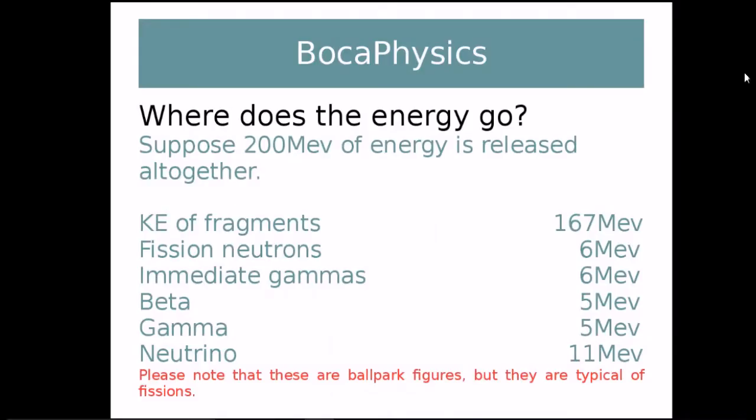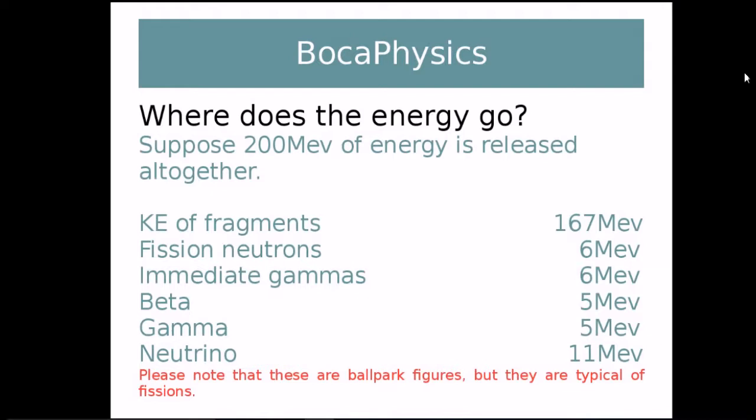Where does the energy go? Suppose 200 megaelectron volts of energy is released altogether. The kinetic energy carried away by the fission fragments might amount to around 167 megaelectron volts. Fission neutrons carry away 6 megaelectron volts of energy, and in addition, immediately after fission occurs, gammas carry away 6 megaelectron volts of energy. As we saw, the fission fragments are neutron heavy and so undergo beta decay. So that amounts to 5 megaelectron volts, and additionally gamma rays might be emitted as well, carrying away an additional 5 megaelectron volts of energy.